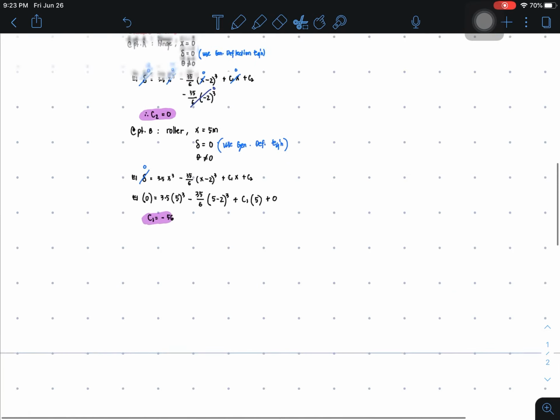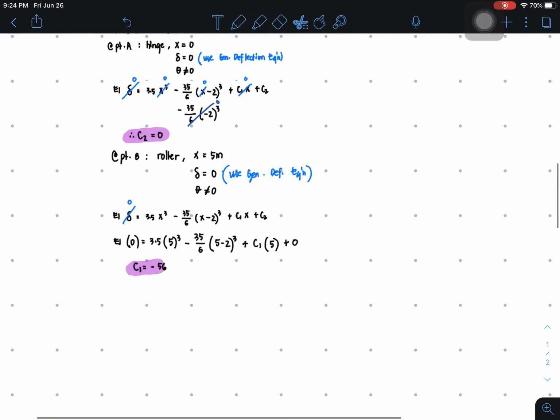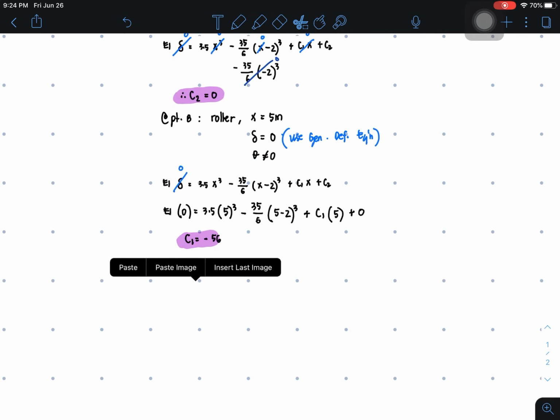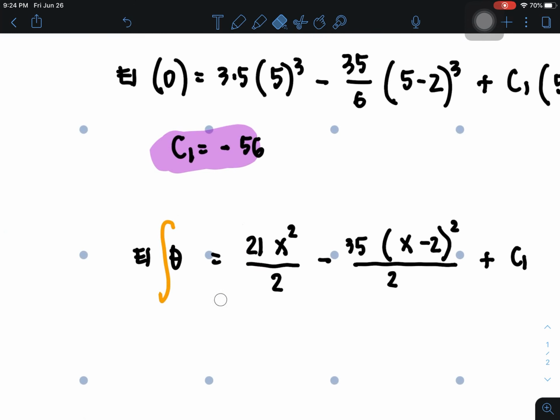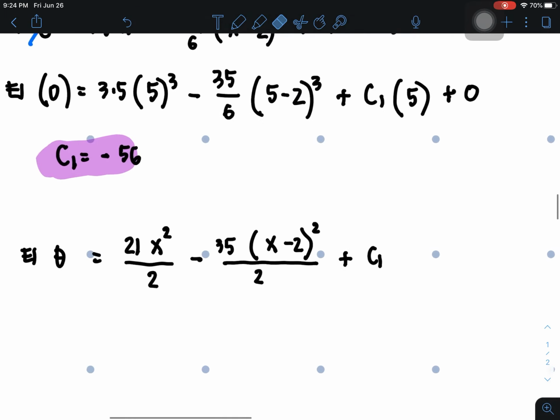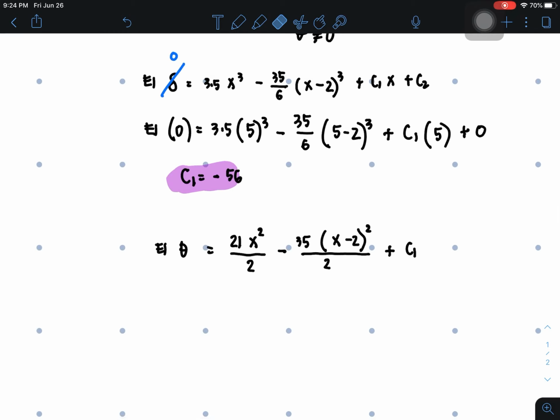So here, we will place it, and then delete. So this time, we're going to substitute C1 equal to negative 56. So we substitute the negative 56.